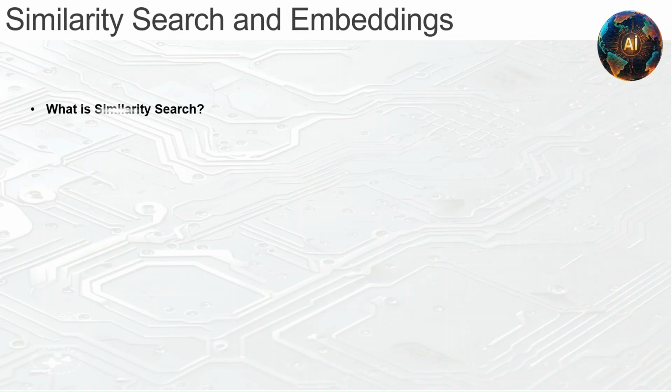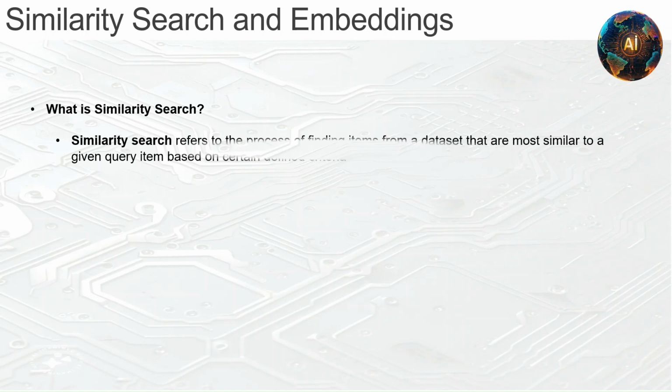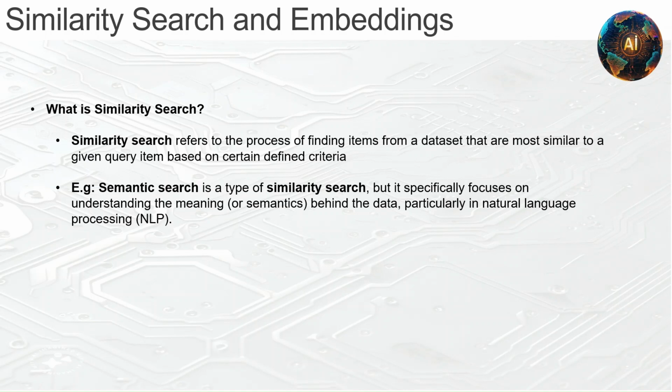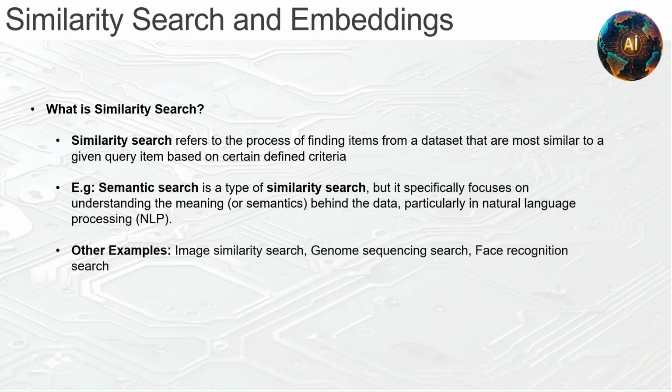So, what is similarity search? Similarity search is a process of finding items from a large dataset that are most similar to a given query item based on certain defined criteria. For example, semantic search is a type of similarity search, which specifically focuses on understanding the meaning or semantics behind the data, particularly in natural language processing. Thus, we are able to retrieve data which is semantically similar to the user query. Other examples of similarity searches are image similarity search, genome sequencing search, or even face recognition search.